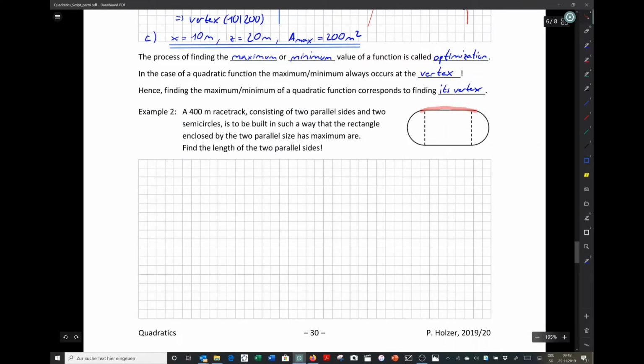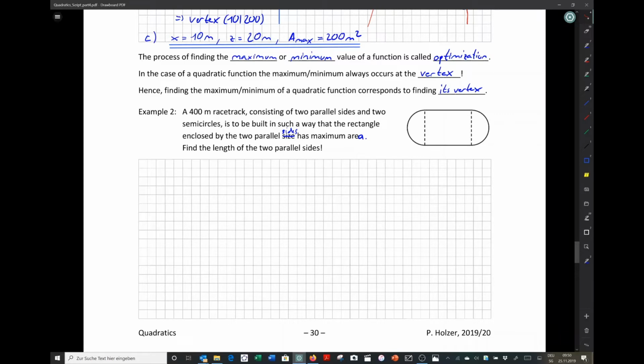We have here a 400 meters racetrack, which is built around a rectangle where two semicircles are added to it. The goal now is to build such a racetrack such that the area of this rectangle here is maximum. Here it should say sides and area.